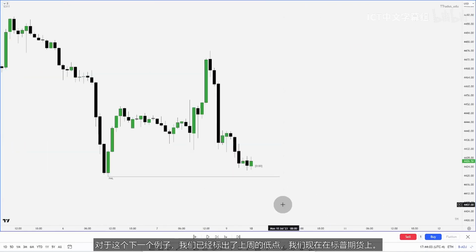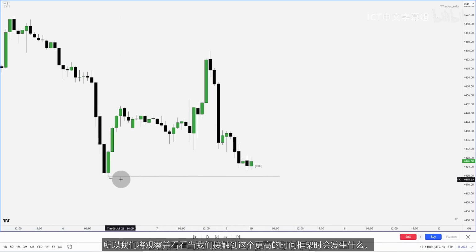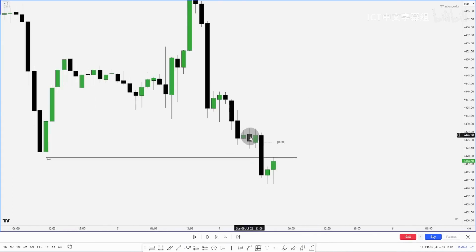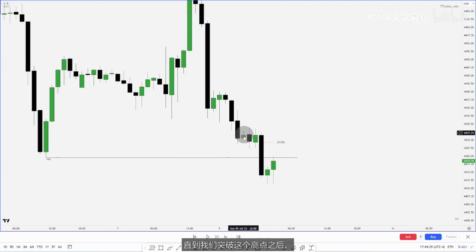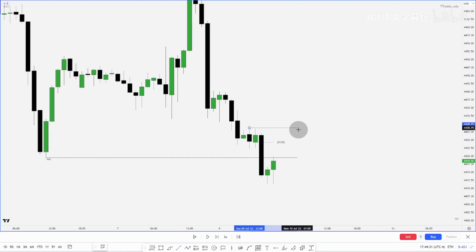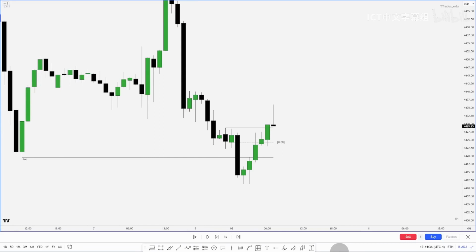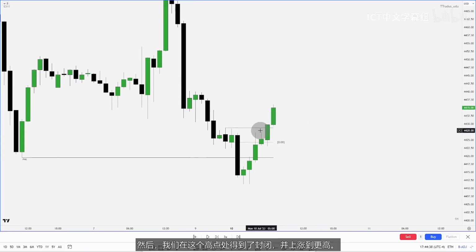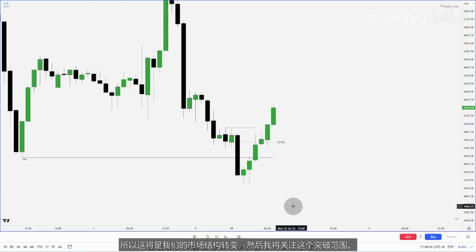For this next example, we have previous week's low marked out, and we are on S&P futures on the hourly chart. So we are going to watch and see what happens when we engage this higher time frame level. So right here, we make an aggressive move into this area, and I would not be thinking long yet until we get displacement over this high. And right there, we get closure over this high and reach up higher. So this would be our market structure shift.